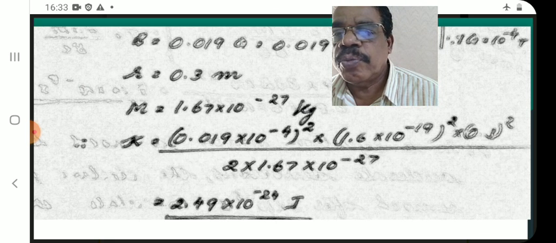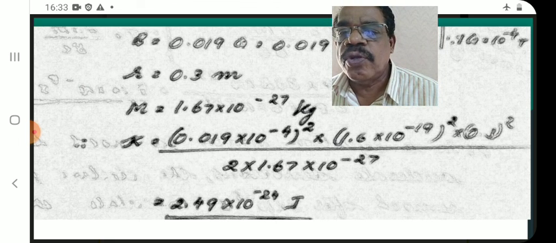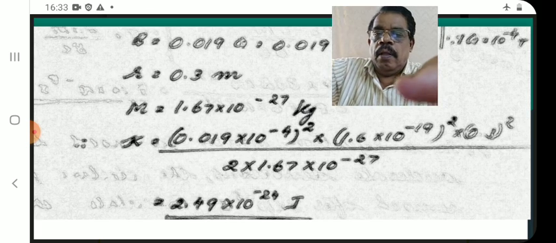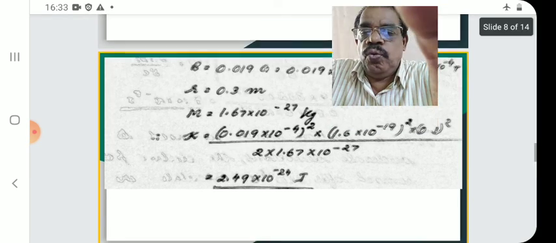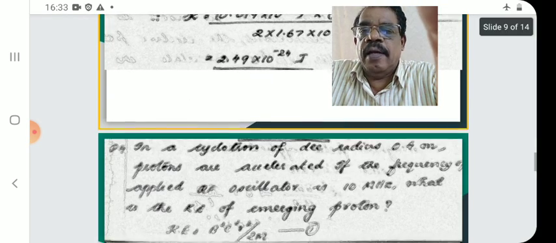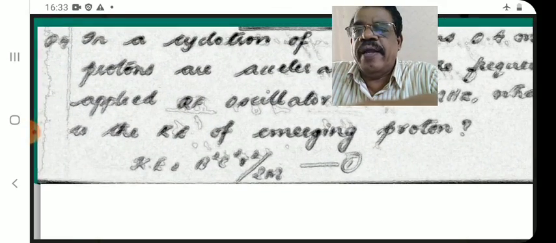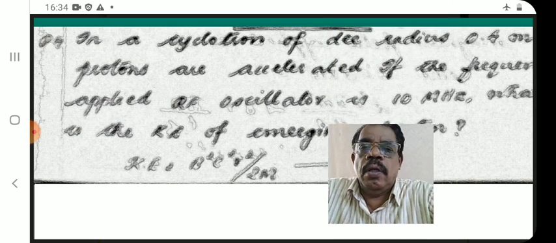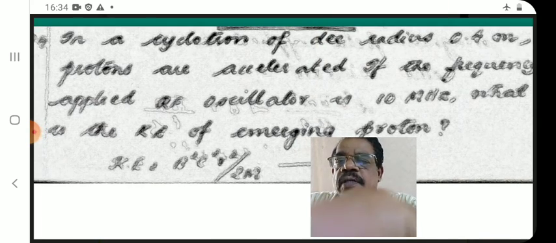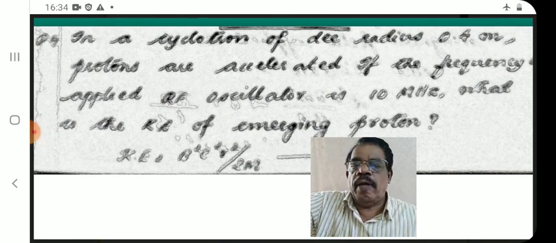That is 2.49 into 10 raised to minus 24 joule. That is the answer in joule. And the answer in joule we can also convert in MeV by dividing it by 1.6 into 10 raised to minus 13. Next problem.